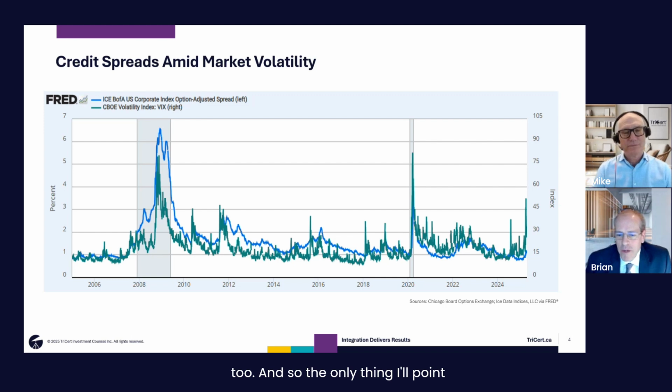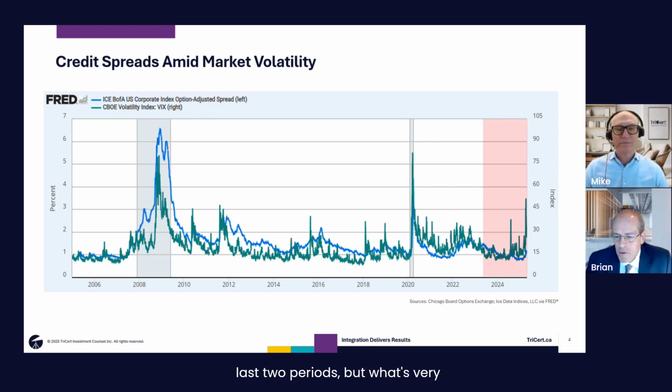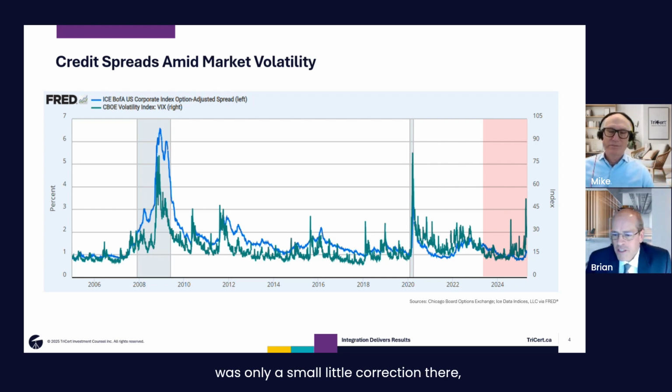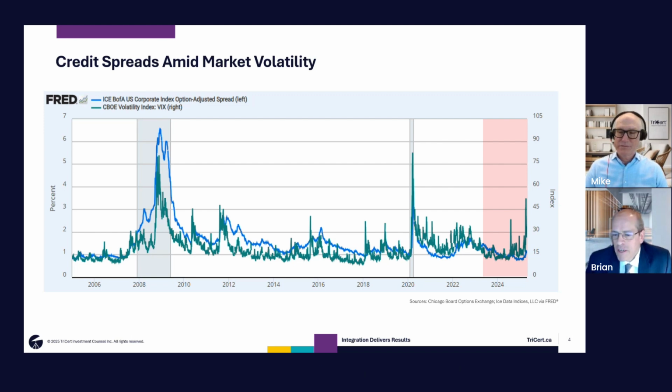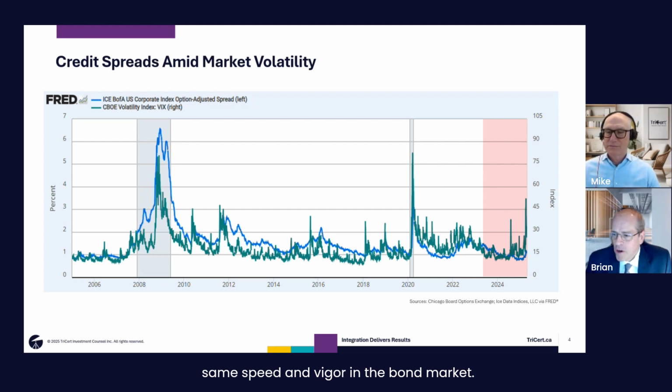And the only thing I'll point out, which you can see clearly in the last two periods, but what's very interesting this last time around, which was almost a policy-led calamity on the equity side, and calamity was only a small little correction there, minus 21, I think, peak to trough, and has since quickly recovered. But it didn't get expressed with that same speed and vigor in the bond market. Right. And the bond market tends to be a little less twitchy about reacting to short-term news. They tend to be a little bit more longer-term focused. That's not always true.